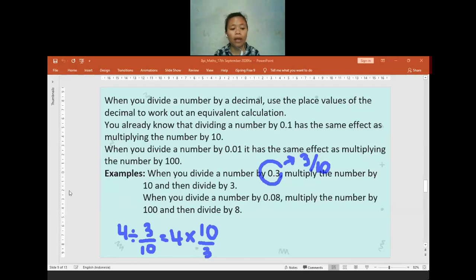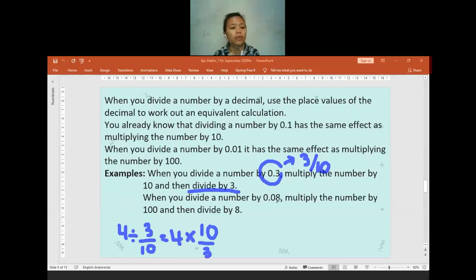So now we read it as multiply by 10. 4 times 10, we read it as multiply by 10 and then over 3, so it means we divide the number by 3. So later on, if you divide the number by 0.08, it will be the same thing as you multiply the number by 100 and then the result you divide it by 8.